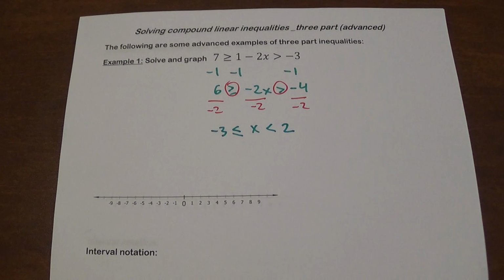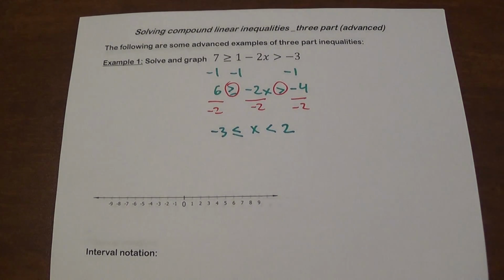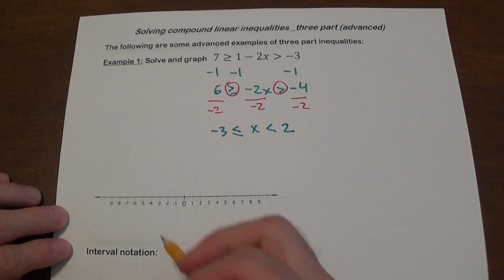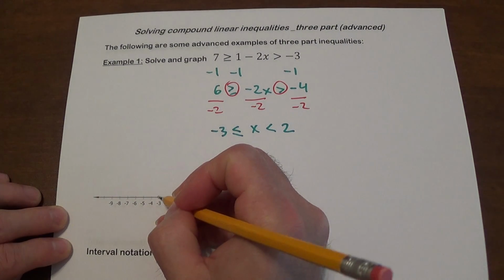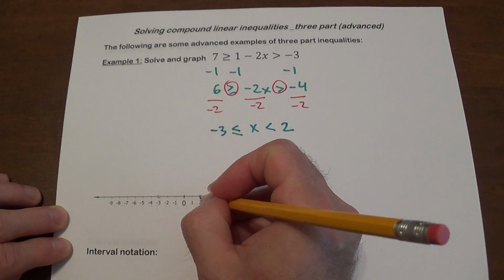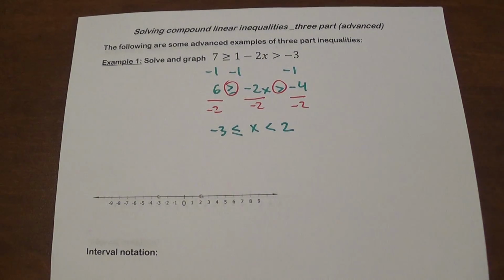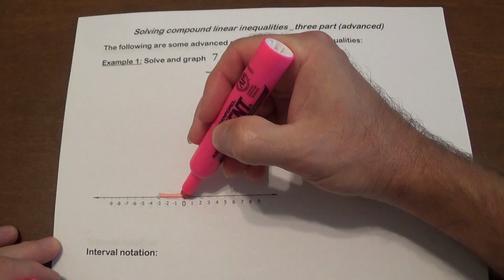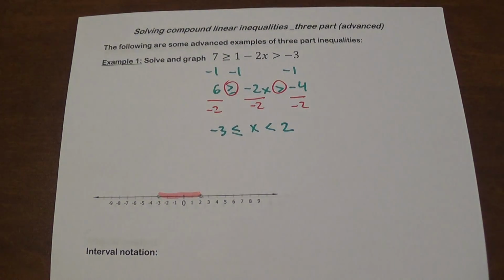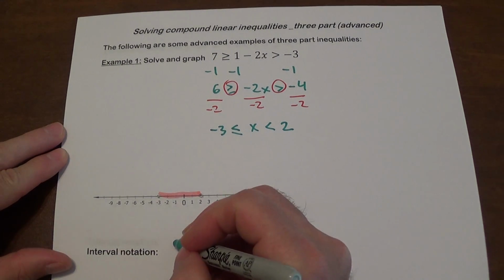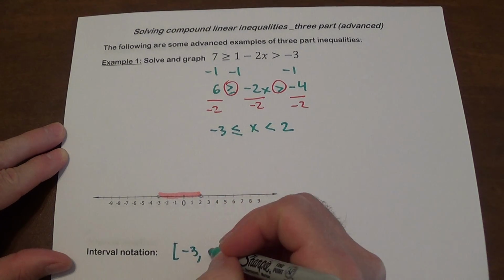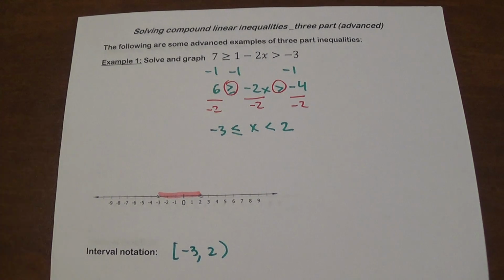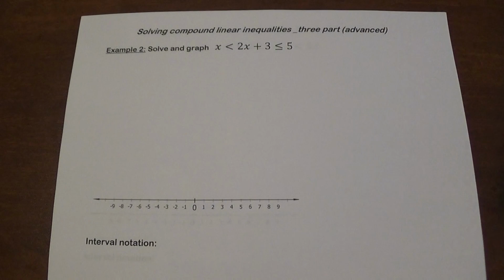So what we do here is we're restricted between negative 3, where we have a closed circle, and positive 2, where it's open, and we shade the part between them to represent our solution. Using interval notation, this can be represented as bracket negative 3 to 2 parenthesis. This problem's done. Let's take a look at the next one.